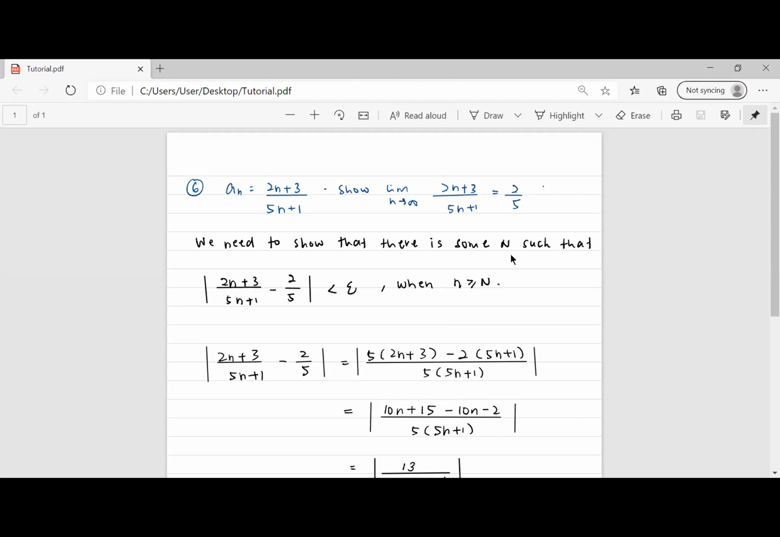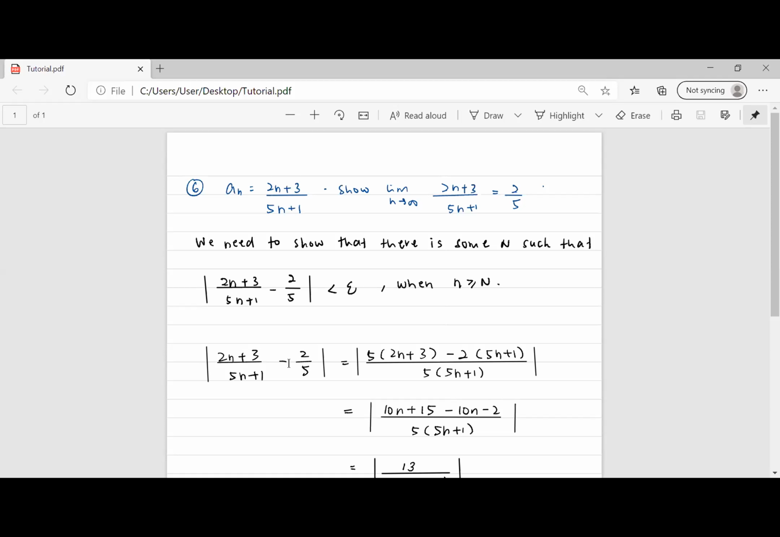Yes. Okay. The question: given a_n = (2n+3)/(5n+1), we need to show that the limit as n approaches infinity of (2n+3)/(5n+1) equals 2/5 by using the epsilon definition. So the first thing we need to show is that there is some N such that |(2n+3)/(5n+1) - 2/5| is bounded by epsilon when n is greater than N. So first, we need to show the left-hand side.